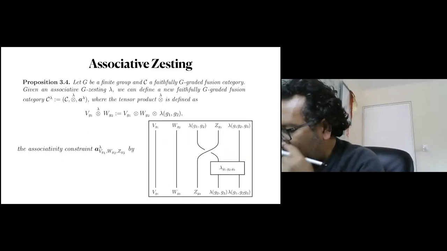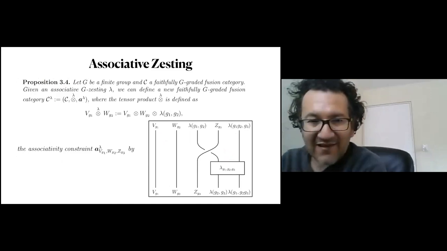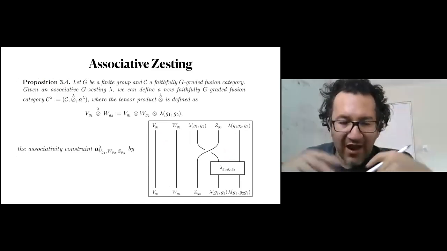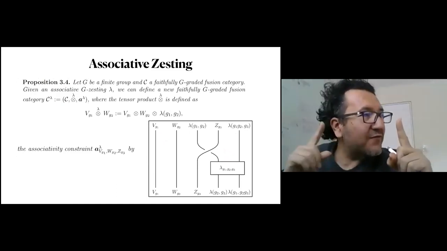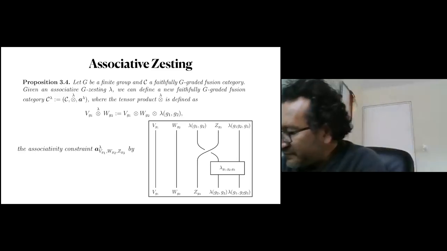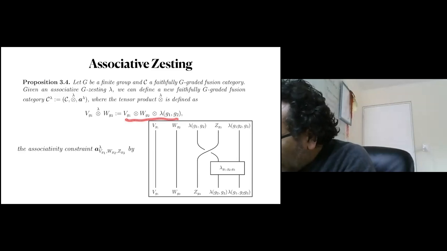Suppose that you have a finite group G and a faithful G-graded fusion category, given an associative Zesting. So this data that I defined, remember, at least I know that I am going fast, so remember that we have a two cocycle and a three cochain. Okay, so the idea is that using the two cocycle, you can twist the tensor product. So we define a new tensor product when we just twist using the two cocycle here.